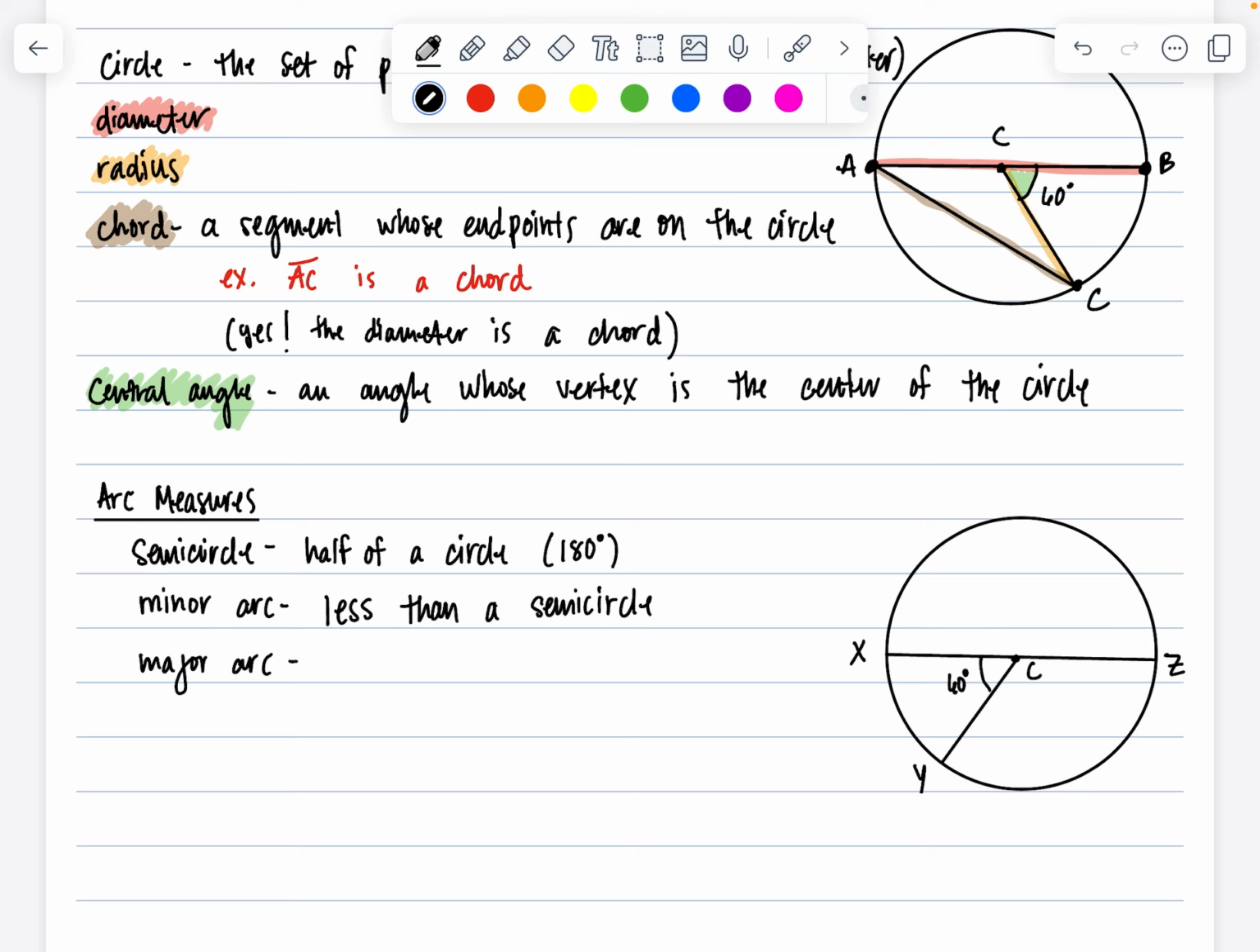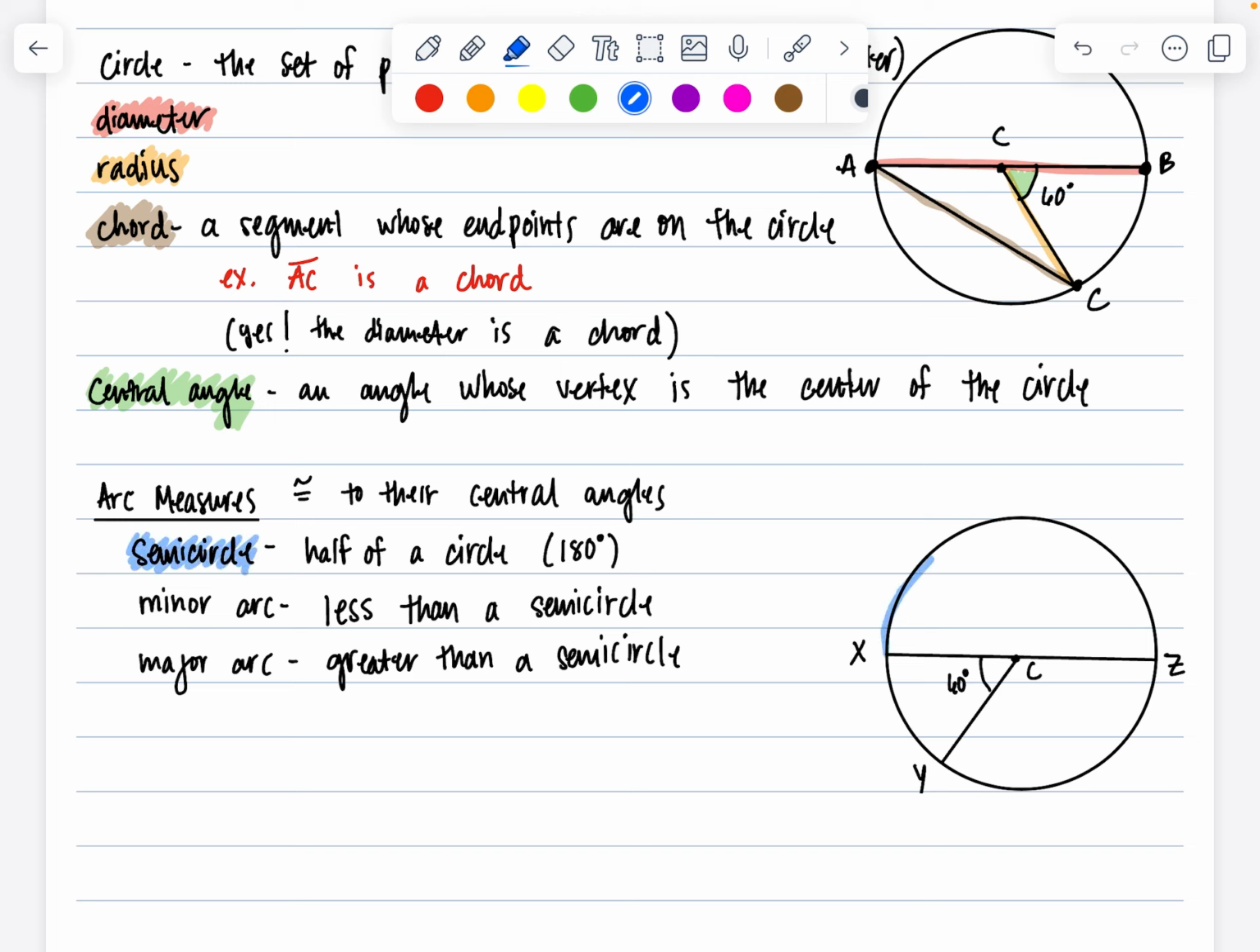A major arc would be greater than a semicircle. And arc measures are always equivalent or congruent to their central angle. Now, central angles, as we know, are in the center. Arc measures are actually on the circumference. Okay, so I'm going to highlight. I'm going to draw the semicircle in blue.